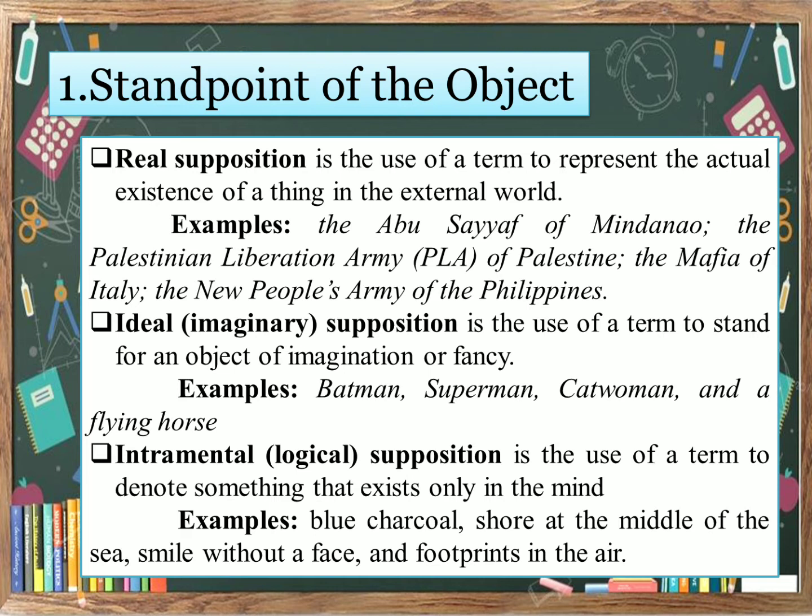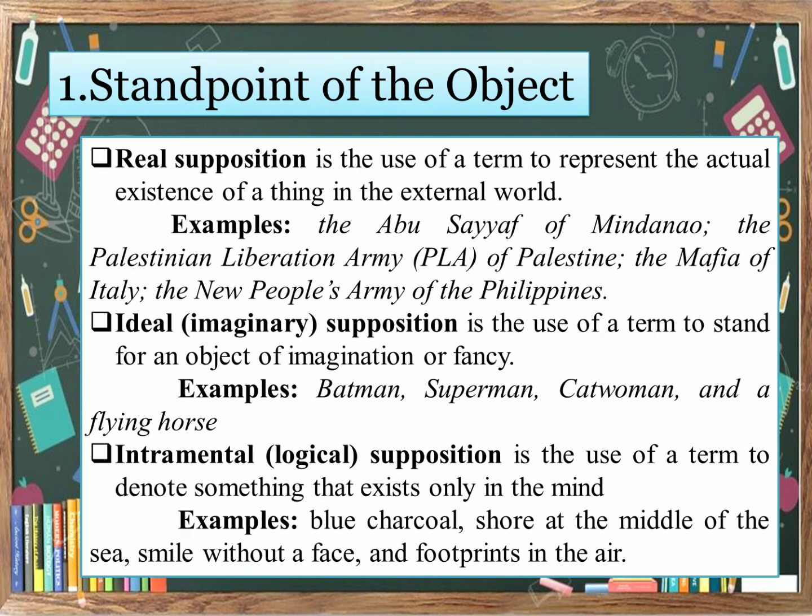Real supposition is the use of a term to represent the actual existence of a thing in the external world. Examples: the Abu Sayyaf of Mindanao, the Palestinian Liberation Army of Palestine, the Mafia of Italy, the New People's Army of the Philippines. Next, ideal or imaginary supposition is the use of a term to stand for an object of imagination or fancy. Examples: Batman, Superman, Catwoman, and a flying horse.